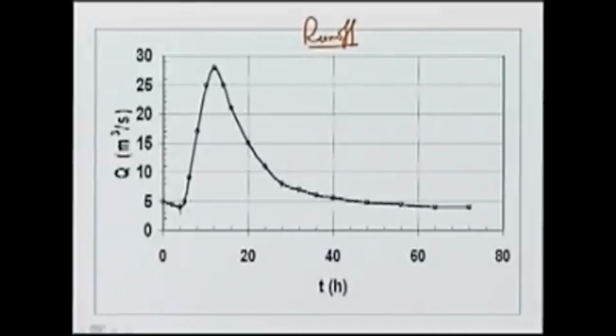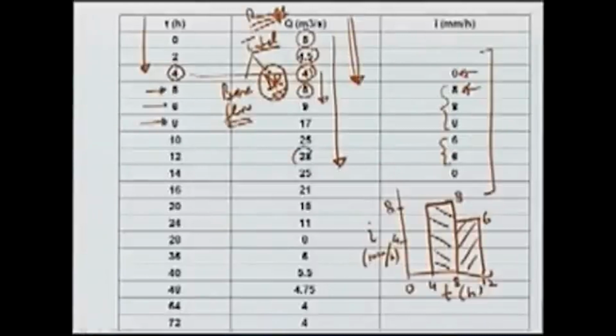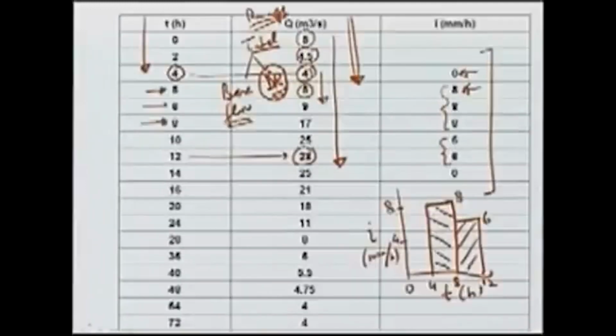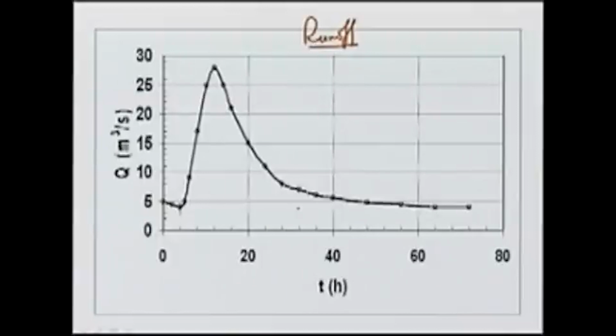So, if we look at the data, we can see that at 12 hours it reaches a peak of 28 meter cube per second, which is shown here, and then again it starts to decrease because the rain has stopped, and it will continue till it becomes almost constant at about 4 after 64 hours. So, we get the runoff hydrograph as this typical curve.